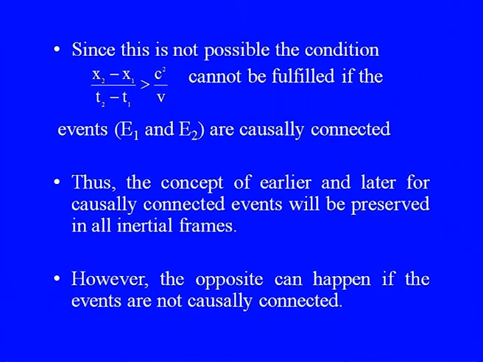So what we saw is that the relativity of simultaneity tells us that if two events are simultaneous in a certain inertial frame, they need not be simultaneous in another inertial frame. But the concepts of earlier and later are preserved if the events that we are talking of are causally connected. As usual, let's have a few examples to clarify your concepts.